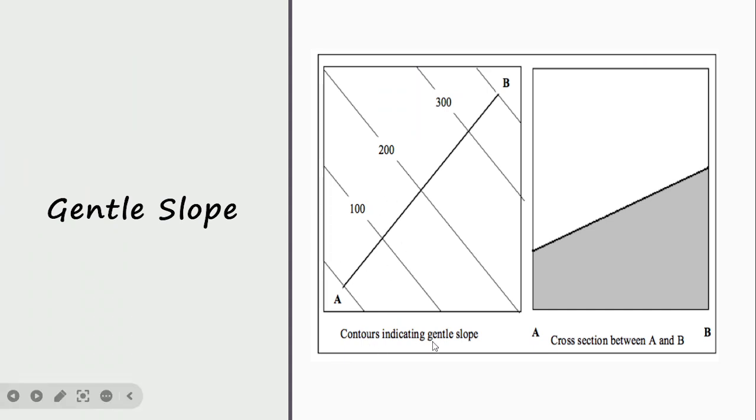You can see here in this section the contours indicating the gentle slopes. As you can see, the contours are drawn a little bit far apart from each other, and the cross section between A and B will be shown in this way. So these contours are there just to show that there is a gentle slope from point A to point B. The contours look like this, a little bit far apart. So that's how you can see the gentle slopes on these maps.